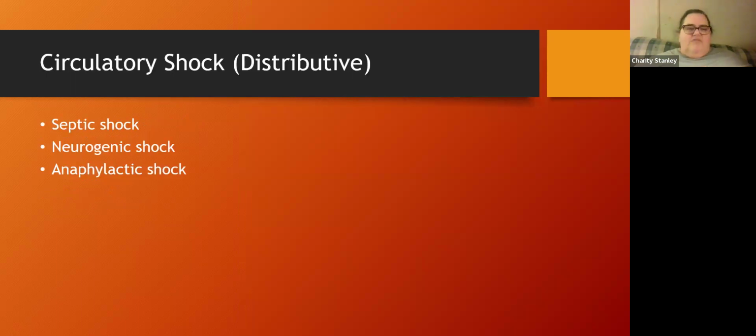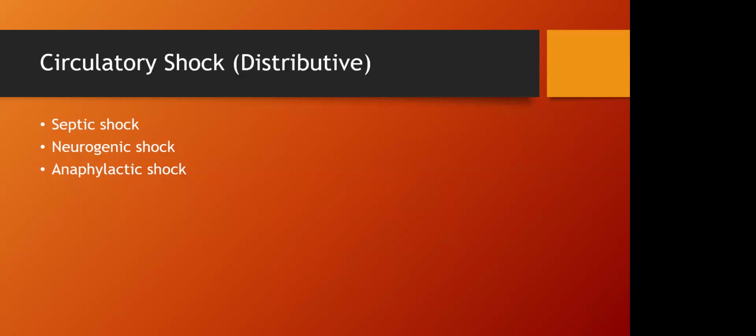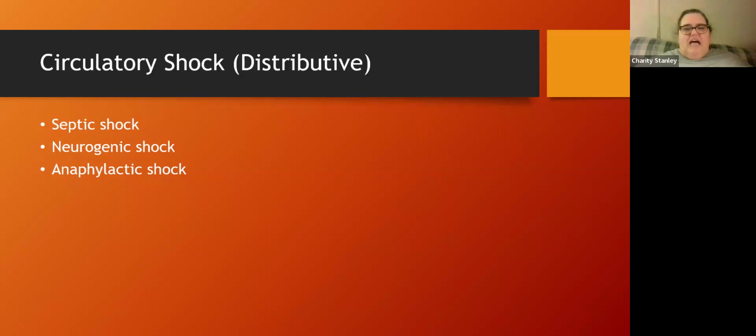So other forms of distributive shock, okay? So circulatory shock, we're looking at the veins. We're looking at the vasculature. We're looking at how the fluid is distributed, okay? So if a patient has an infection in the blood, what's going to happen to their temperature? It's going to go up. So it's unlikely that they're going to be cool and clammy, right? They'll be on fire. So septic shock is a form of distributive shock.